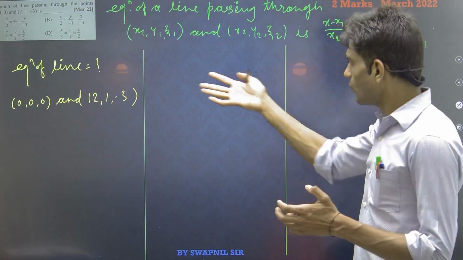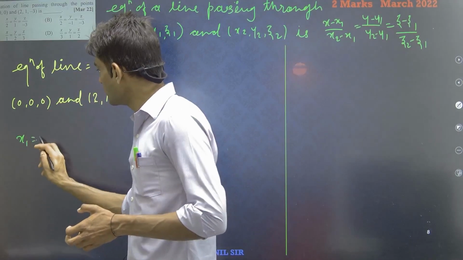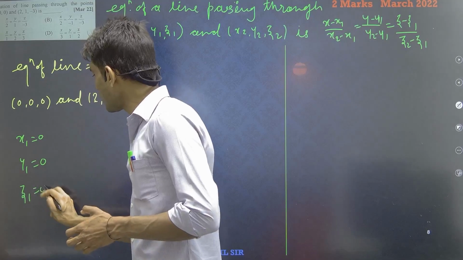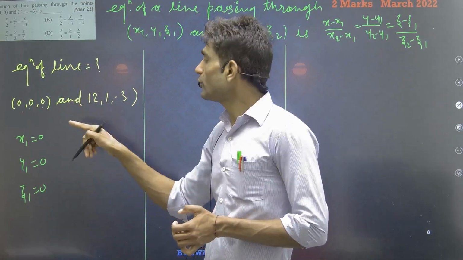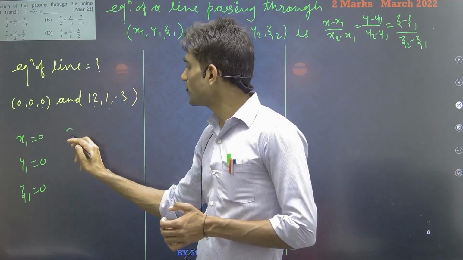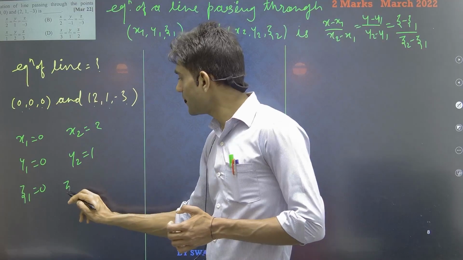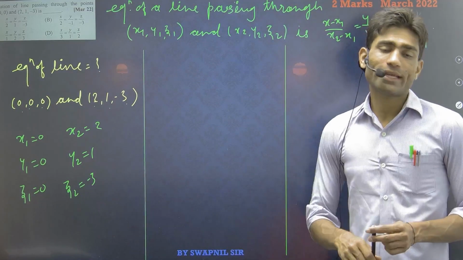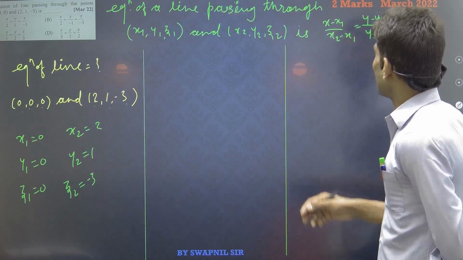Now we have x1 y1 z1 and x2 y2 z2. What is the value for x1? 0, y1 is 0, z1 is 0. Similarly for x2 y2 z2: x2 is 2, y2 is equal to 1, and z2 is equal to minus 3. So substitute x1 y1 z1 and x2 y2 z2 in our equation of a line passing through these 2 points.